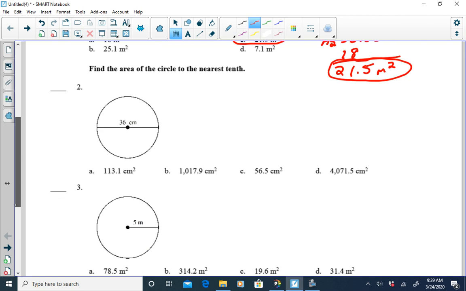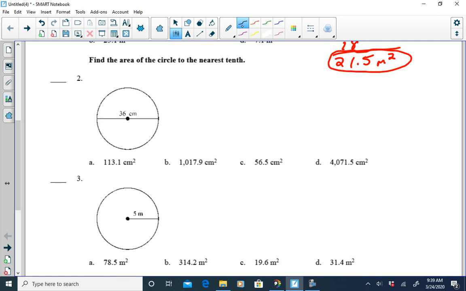Okay, let's look at problem number 2. It's simply the area of the circle, but we're given the diameter here. So we start with the area is going to be pi times the radius squared. Area is going to be equal to, we're going to use 3.14 for pi. The radius is going to be half of 36. So if the diameter is 36, the radius is half of that, so the radius is going to be 18.